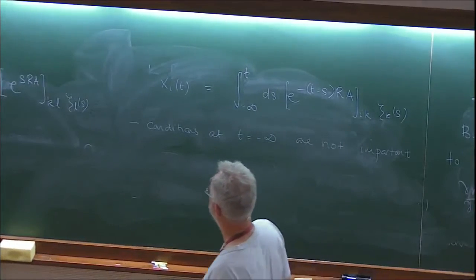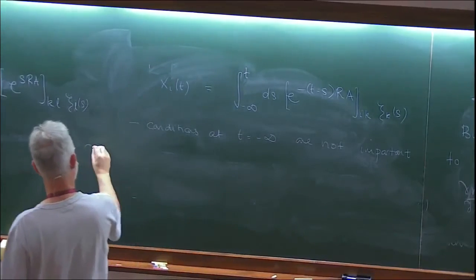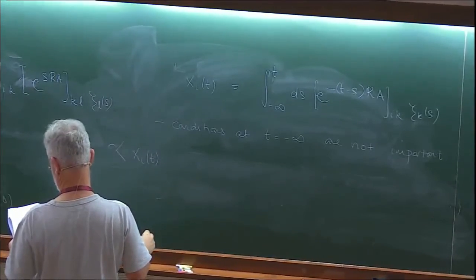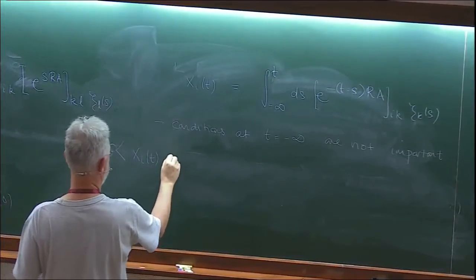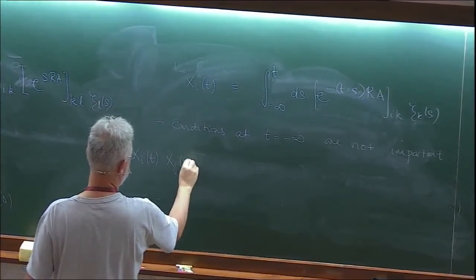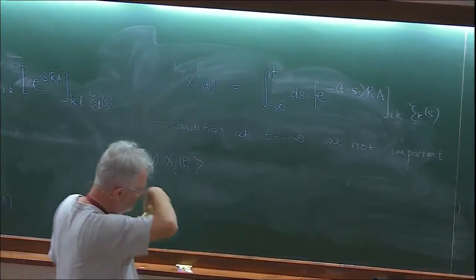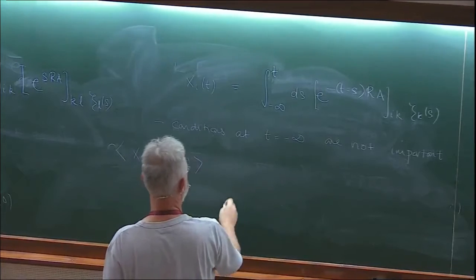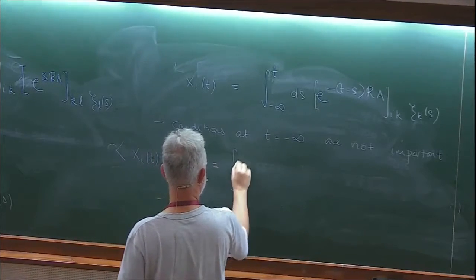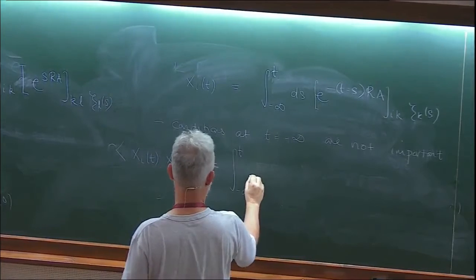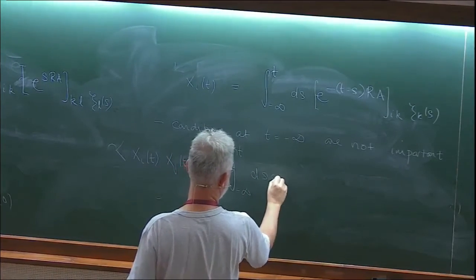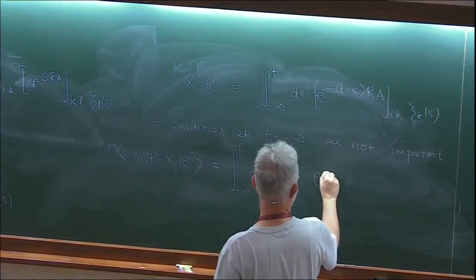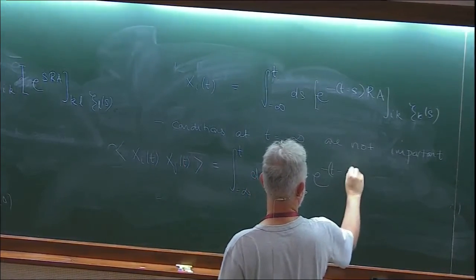Now I want to take two of these and calculate xi of t, xj of t. So I've just got two copies of this, but they've got different indices. I have an integral between t and minus infinity. Let me call the first ds, and I'm going to have another one which is ds prime, so this becomes a double integral. I have e to the minus (t minus s) Ra.